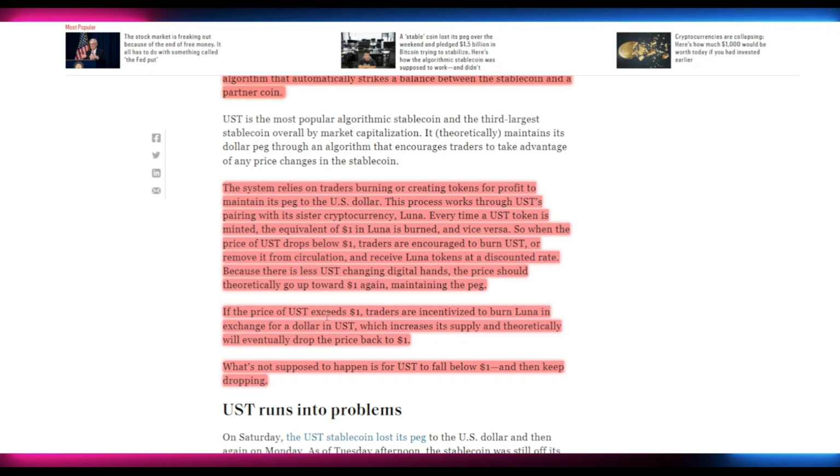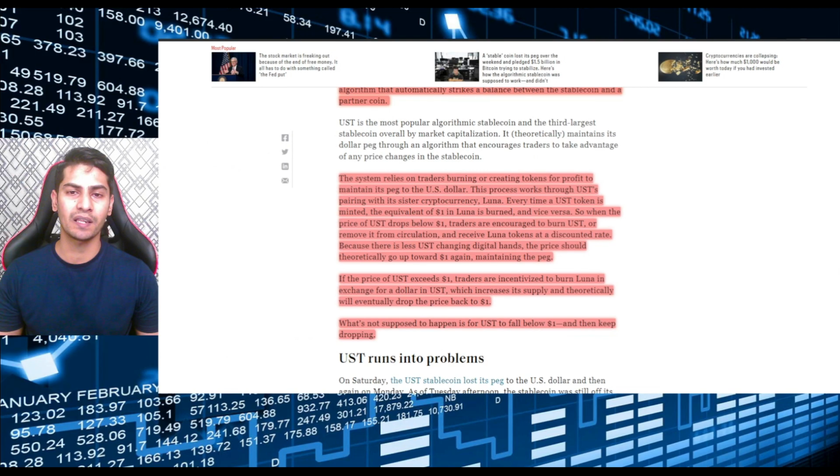If the price of UST exceeds $1, traders are incentivized to burn Luna in exchange for $1 in UST, which increases its supply and theoretically will eventually drop the price back to $1. What's not supposed to happen is for UST to fall below $1 and then keep dropping. So things have certainly changed massively in that perspective. It's not doing what it was meant to do right now, but hopefully things do get better.